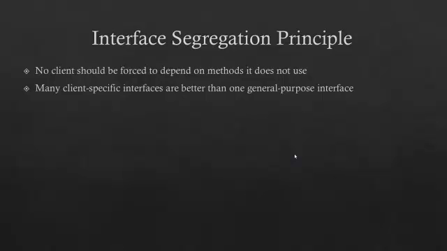We have the interface segregation principle. This means that no client should be forced to depend on methods it does not use. What does this mean? This means that if you define an interface with like 100 methods, and for your actual implementation of that interface you would only need to define 5 methods, you would have a hard time because you would have to specify these 100 methods because they are defined in the interface. So it's a lot better to have many client-specific small interfaces than one general-purpose very large interface.